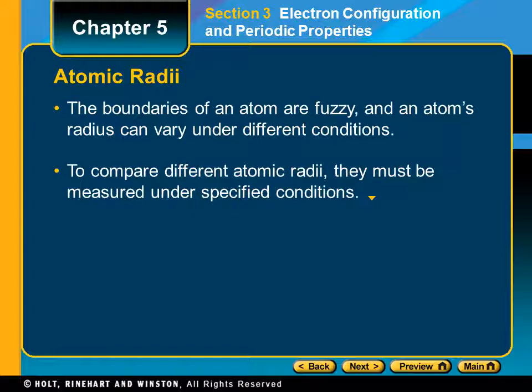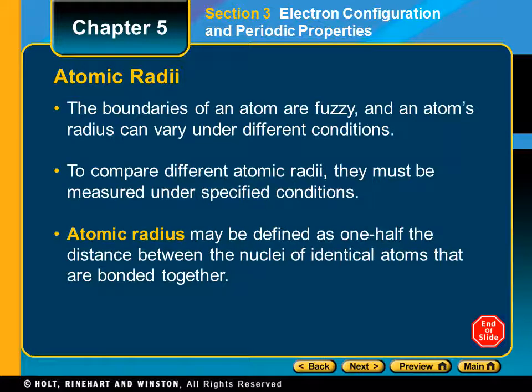And so we can compare different atomic radii, that is the radius of any given atom, but in order to compare them, we need to make the measurements under specified conditions because these can vary. So the atomic radius may be defined as 1/2 the distance between the nuclei of identical atoms that are bonded together. So that's your textbook definition.